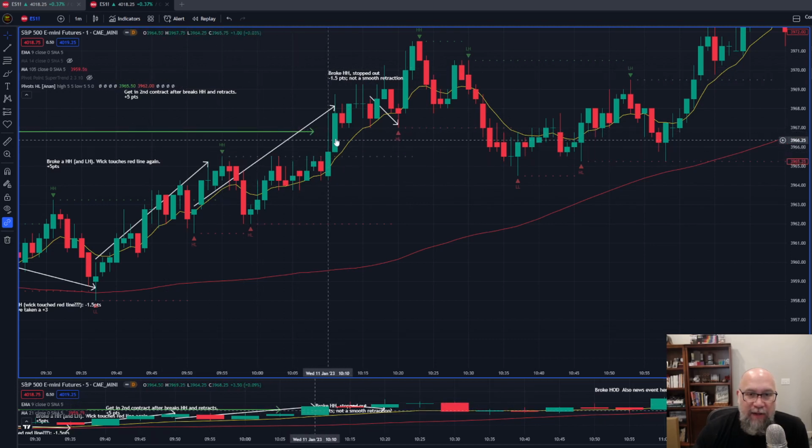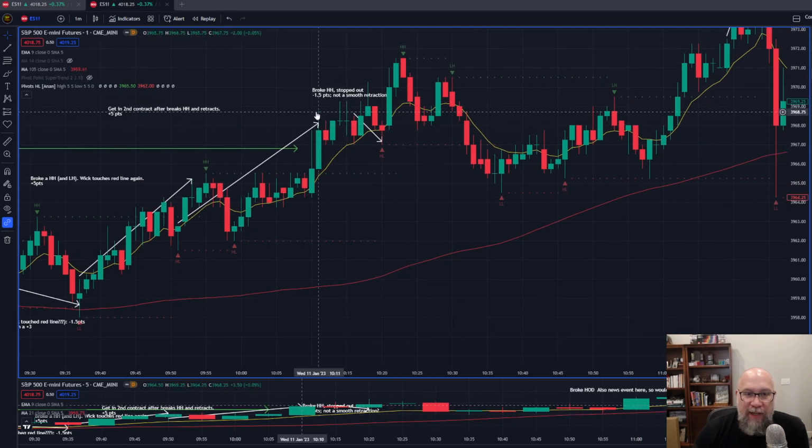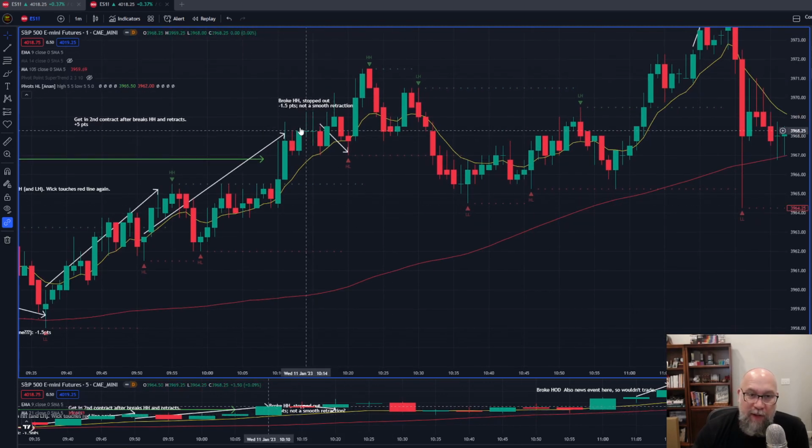So we came to here, we came to this high, broke through the high of the day. But then this is not a very smooth retraction, right? So we get this down, up, back, two doji candles in a row, and then finally the down into this. And this almost made it back to the same high. So this kind of retraction doesn't look very smooth. And so maybe that's a hint, right?